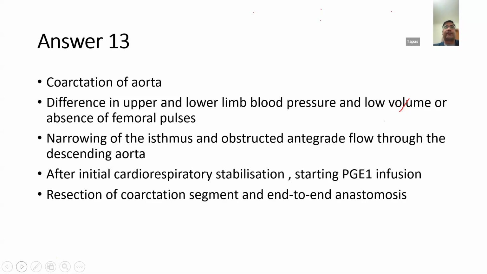So you have to start after initial stabilization. You have to start these babies on PGE1 infusion. They respond pretty well on PGE1 infusion. And the definitive treatment is resection of the coarctation segment and primary end-to-end anastomosis in these cases.